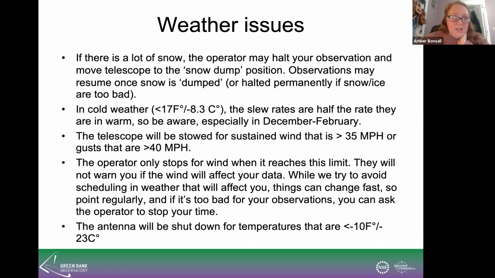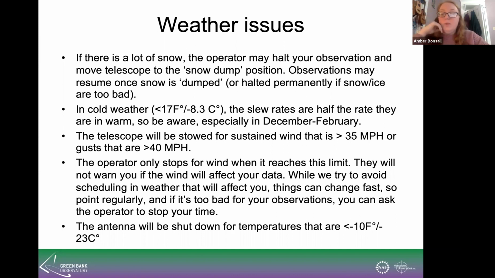I think I mentioned it yesterday. If temperatures reach below 17 degrees Fahrenheit, the slew rate will go to half rate, which means that it will just move twice as slow. The operator should tell you this, and there will always be a message in the message window to let you know that it's in half rate. I think it was actually like this yesterday while we were doing our lectures. So this is specifically true from December to February. And then once it reaches above 17, they can go back to full rate again.